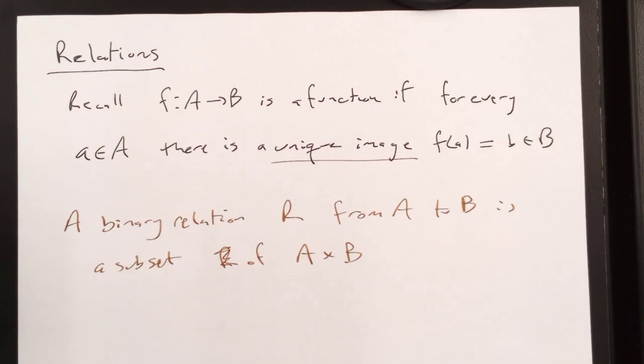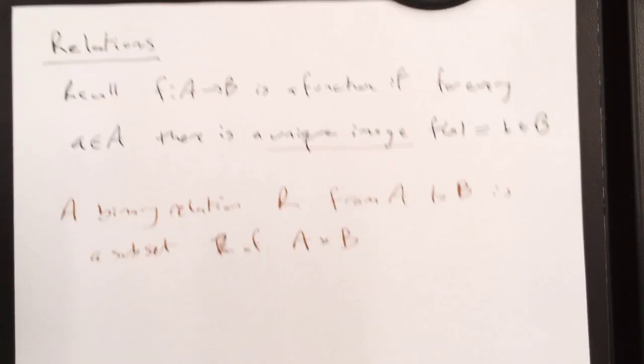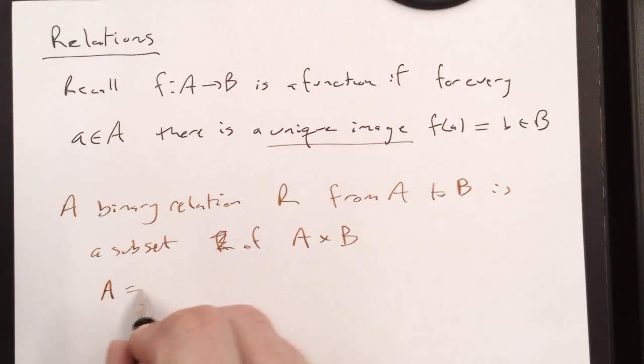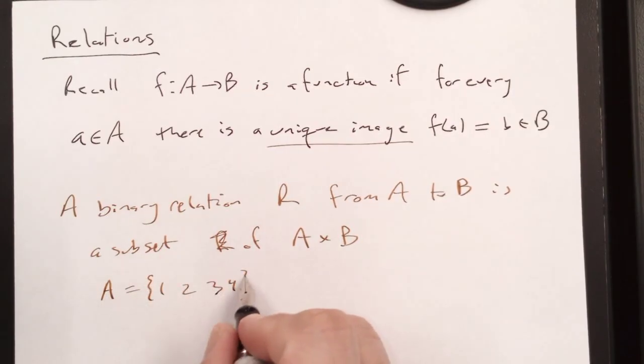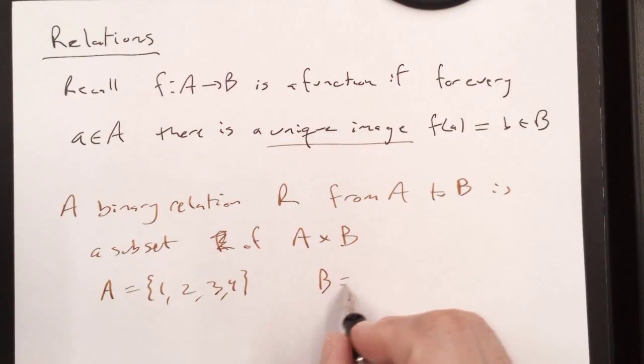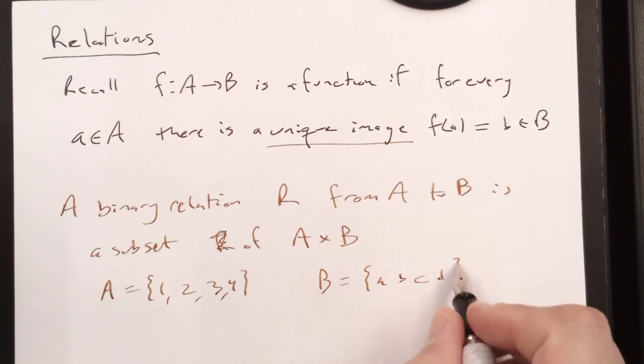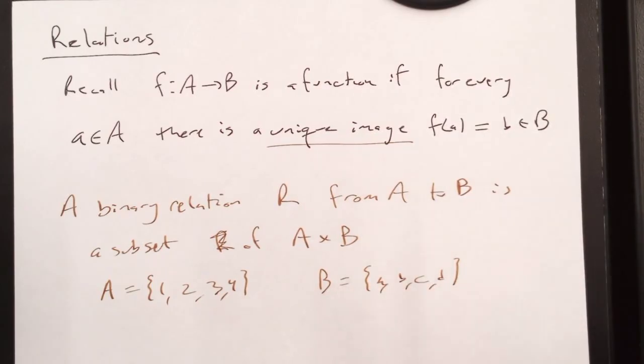I'm going to call the general idea a binary relation. A binary relation from A to B, so a binary relation of two sets, is any subset of the Cartesian product of those sets. And the sets could be anything. They don't even have to be the same size. They don't have to be anything in particular.